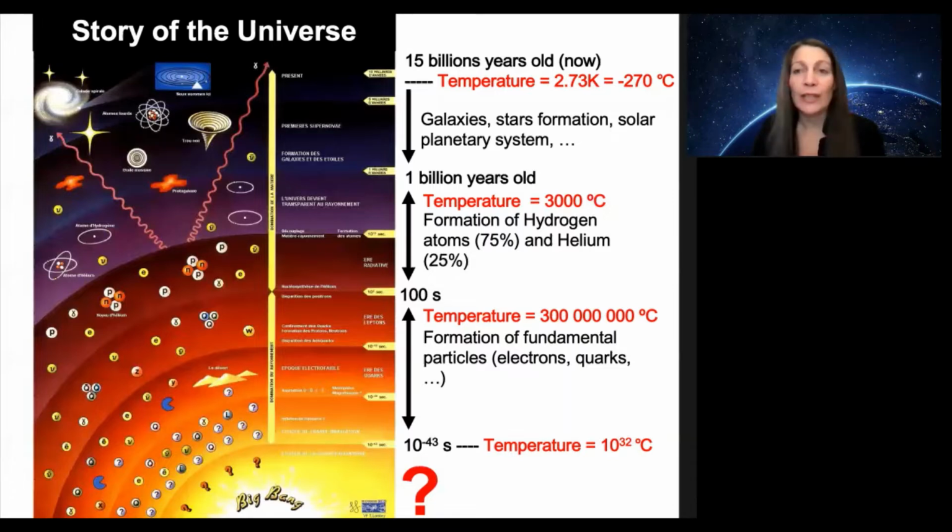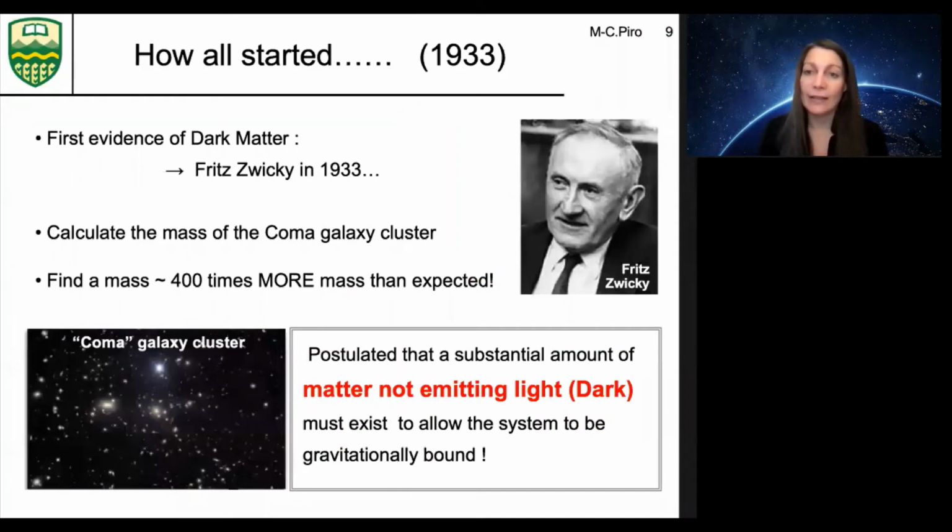So let's have a look at the history. The first evidence of dark matter was made by Fritz Zwicky in 1933. He studied the Coma galaxy cluster, and what he found was that the mass he calculated from the velocity of the stars was 400 times more than the mass expected from the luminosity that he can see.